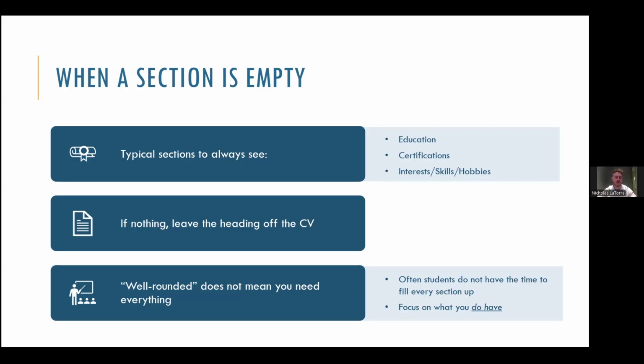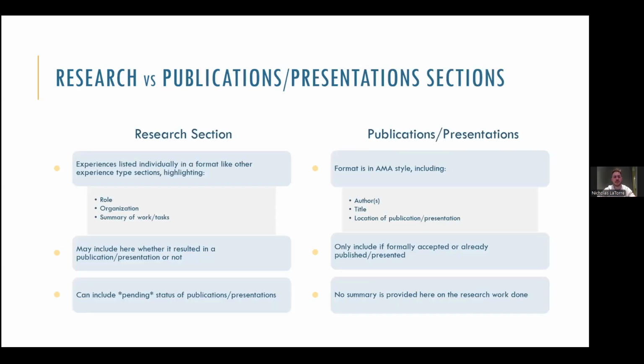But other sections, say research: I don't have research experience. Don't include that title and have it empty. Definitely leave that off. Essentially, you're focusing eventually on really what's there and leaning into that, and focusing on those as your strengths. Well-rounded doesn't necessarily mean you have to have everything, but you can have maybe more of a focus, say, on service and leadership than research or teaching opportunities.